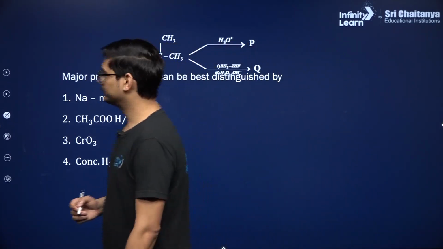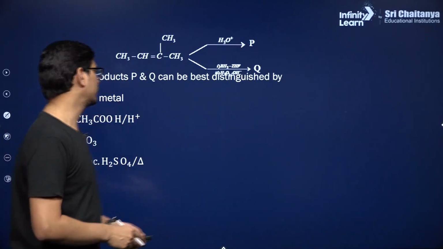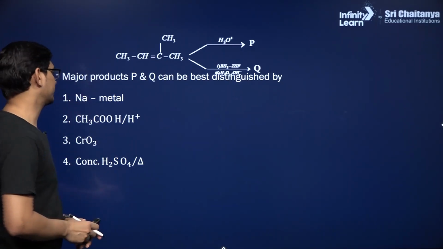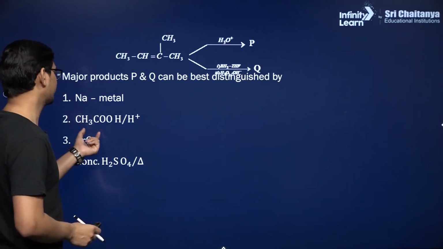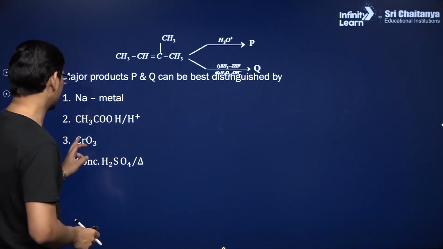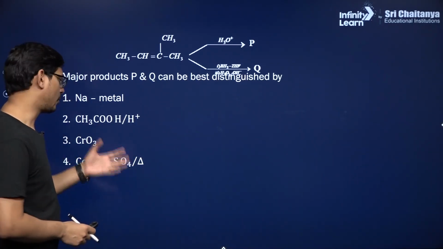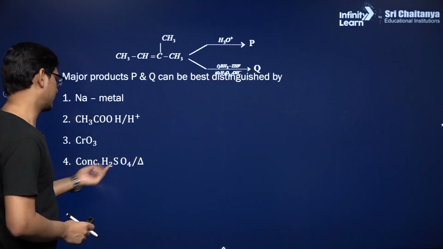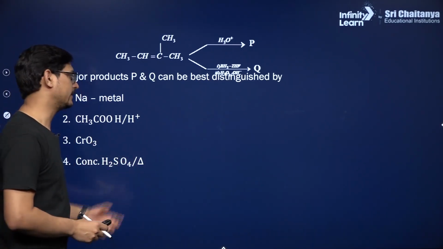In this case, the major products, P and Q, can be best distinguished by which of the following reagents? Sodium metal, right? Acid, so basically they are trying to do the esterification maybe. CrO3, chromic anhydride, a moderately strong oxidizing agent. Concentrated H2SO4 and heat, maybe like dehydration.